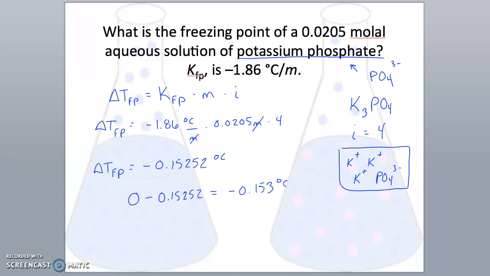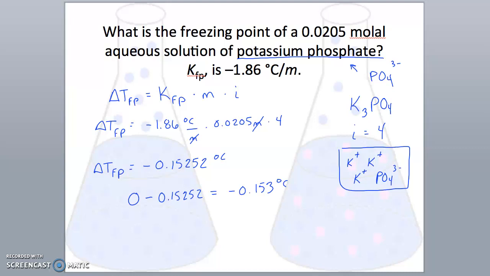So here's an example calculation. They want to know, what is the freezing point? Now, they didn't ask for the change in the freezing point. They want to know the freezing point of a 0.0205 molal. Well, that was nice, they gave us the molality. Aqueous solution, that implies water, right? So we're talking about water and potassium phosphate. They gave us the freezing point constant.